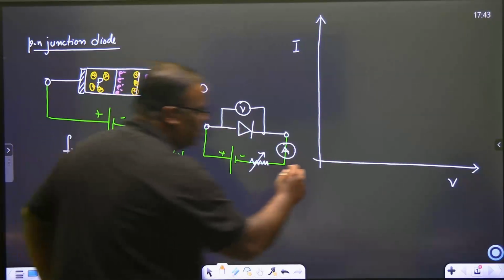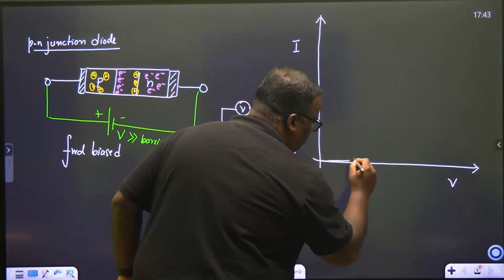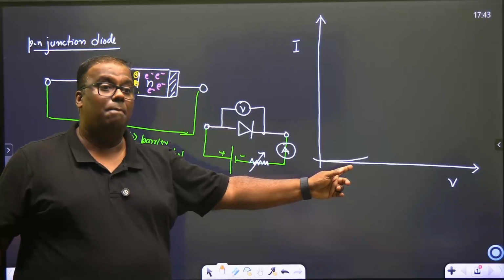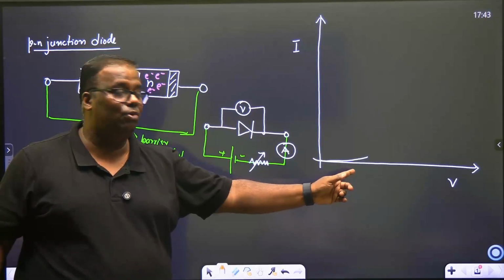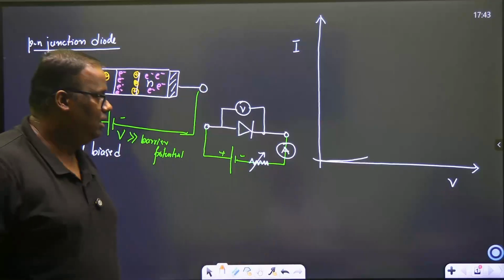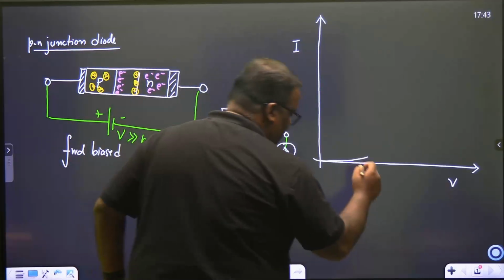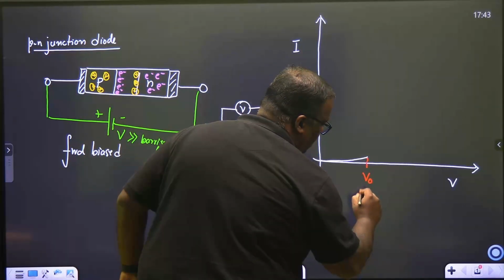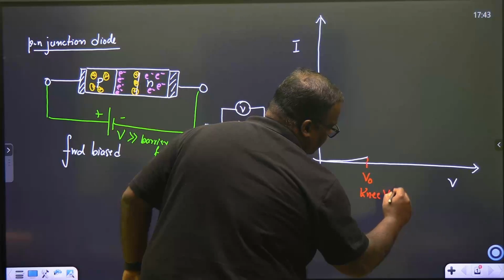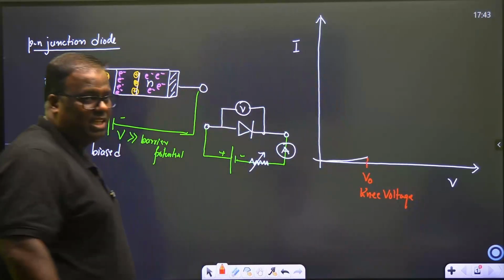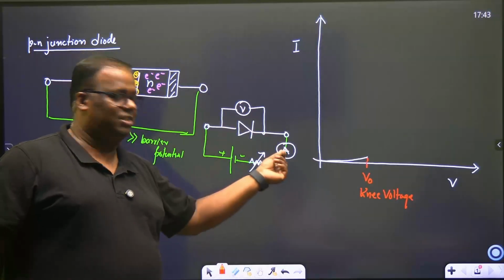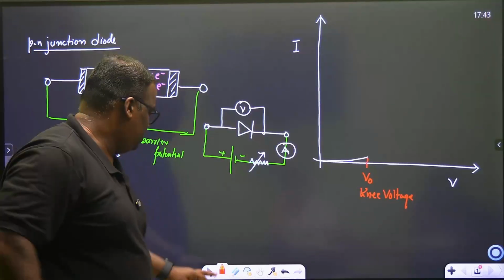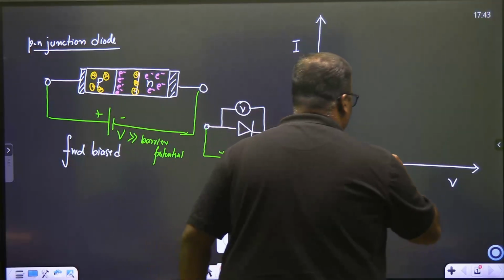So it will be something like this. Initially, we will have a very small non-linear phase. This is the phase where you are trying to increase the voltage, but you have still not applied enough voltage for the diode to conduct. Once you reach that voltage, which is the mark out here, I call it V0, and this is known as the knee voltage. These readings are what you have to plot: this reading, this reading, this reading, and then a freehand curve has to be drawn. Once you reach the knee voltage, you will see there is a linear section.